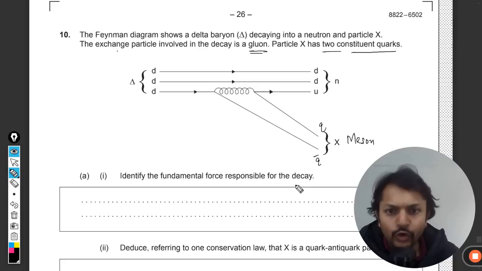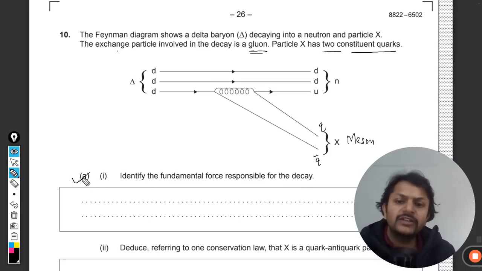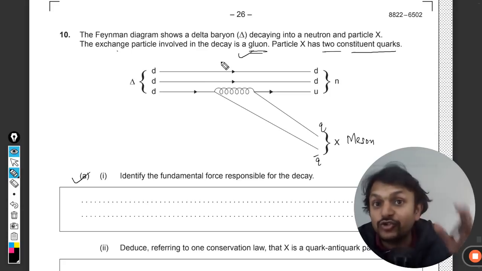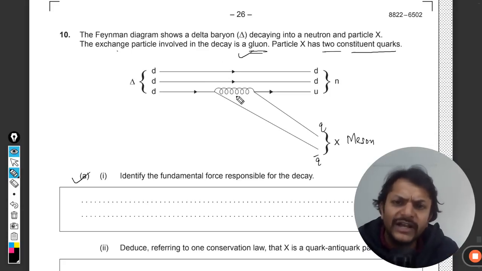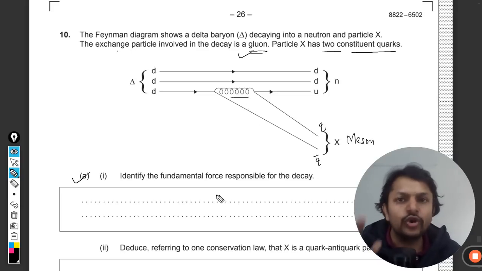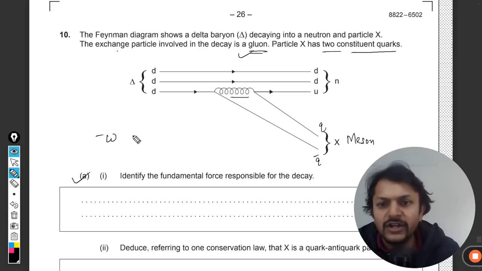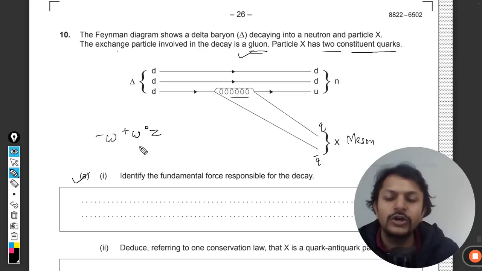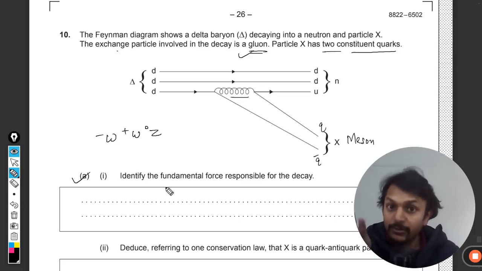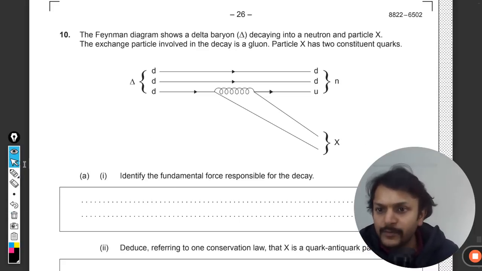Identify the fundamental force responsible for the decay. So my dear student, first of all, because it is using a gluon, clearly the gluon is used for the strong nuclear interaction. So answer number one here will be the strong nuclear interaction, no doubt about that. If the exchange particle is either a gluon or a meson, then it is a strong nuclear reaction. Otherwise it could be W negative, W positive, or Z zero. This is for the weak interaction. So if this kind of thing is happening, it is a weak interaction. But here it is a gluon.